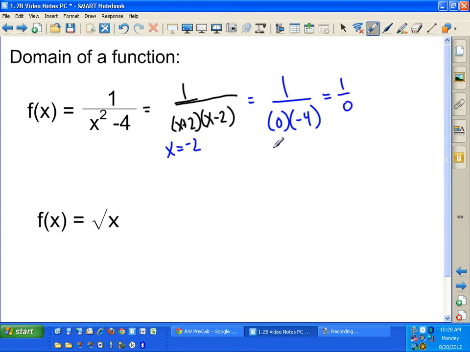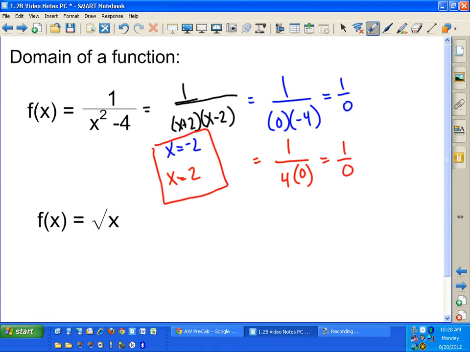If I tried something like x equals 2, I would end up with the same idea. I'd get 1 over 4, which, plugging 2 into the first one, would give me 4 times 0, which still gives me a 1 over 0. So this is our domain restriction: x cannot equal negative 2, and x cannot equal positive 2.